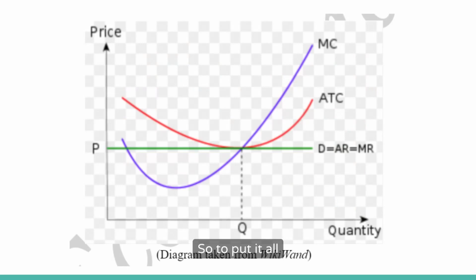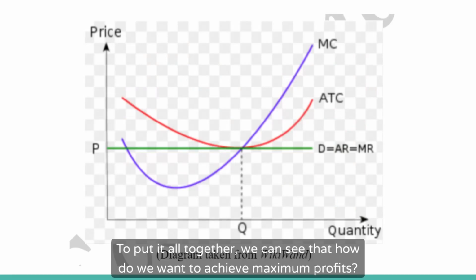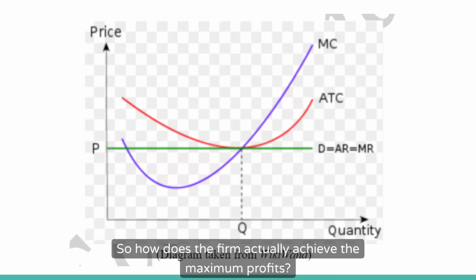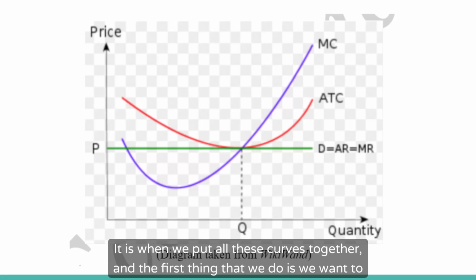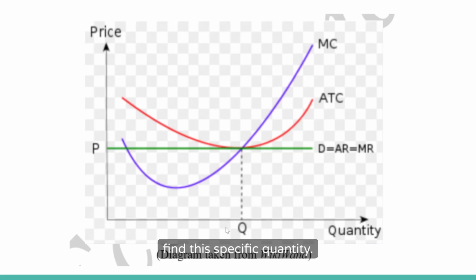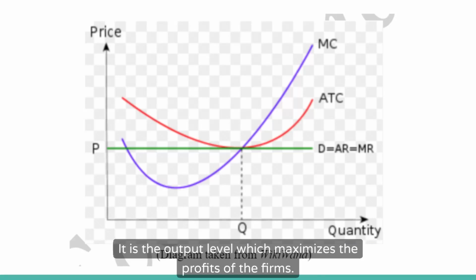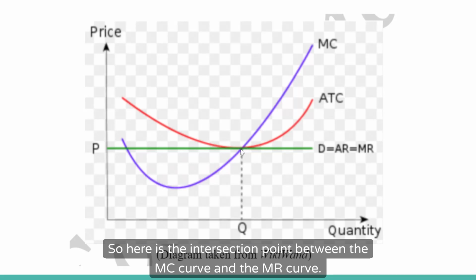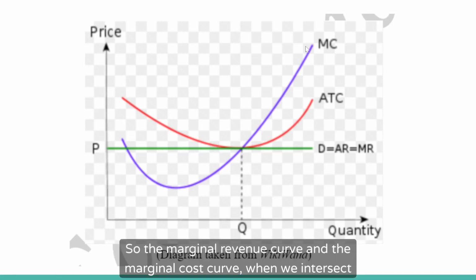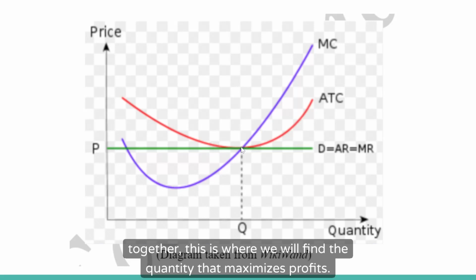So to put it all together, how do we achieve maximum profits? How does a firm actually achieve the maximum profits? It is when we put all these curves together, and the first thing that we do is find this specific quantity. This quantity here is known as the profit maximizing quantity. It is the output level which maximizes the profits of the firm. So here is the intersection point between the MC curve and the MR curve. When the marginal revenue curve and the marginal cost curve intersect, this is where we find the quantity that maximizes profits.